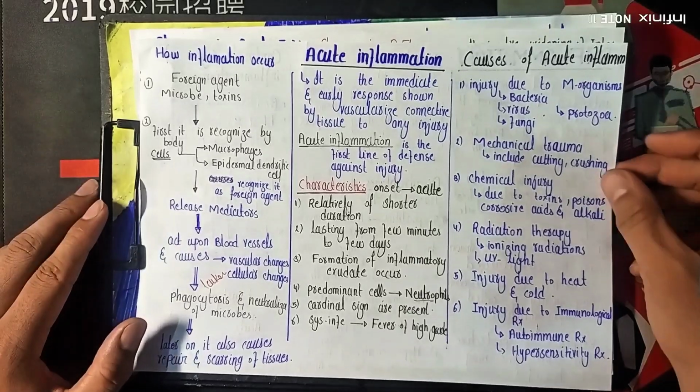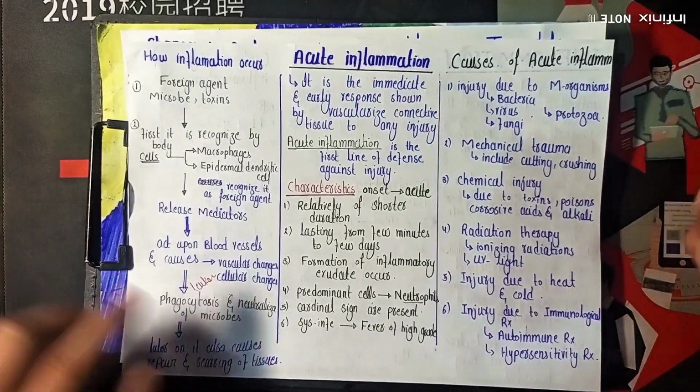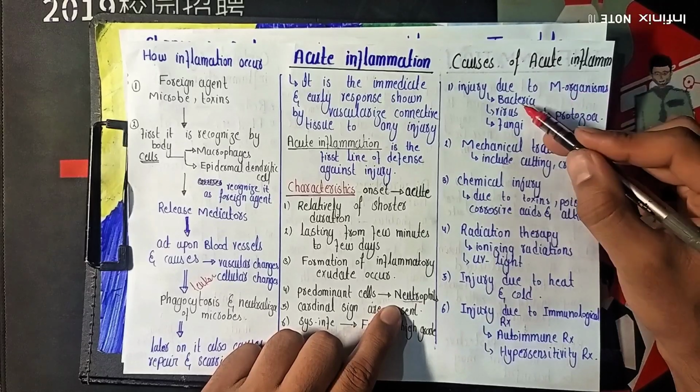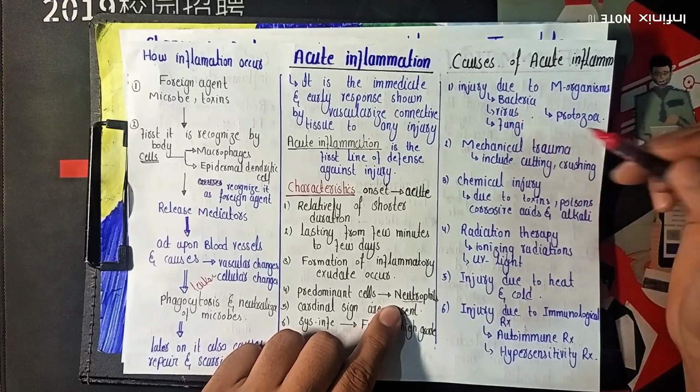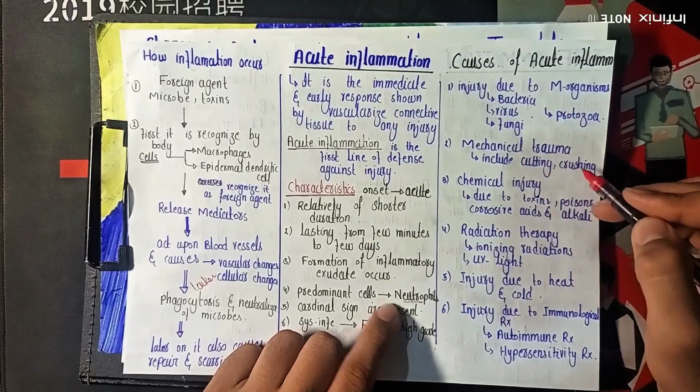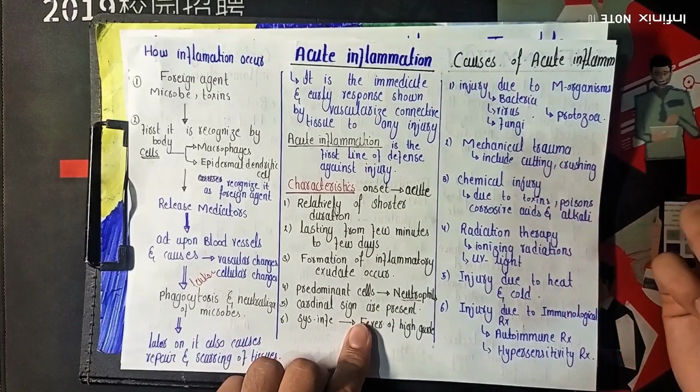अब बात करते हैं about the causes of the acute inflammation. So the acute inflammation may occur because of invasion of the microorganisms, which include the bacteria, viruses, fungi, and the protozoa. That may also occur because of the mechanical trauma that includes the crushing or the cutting injuries.